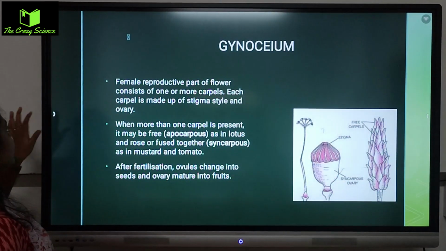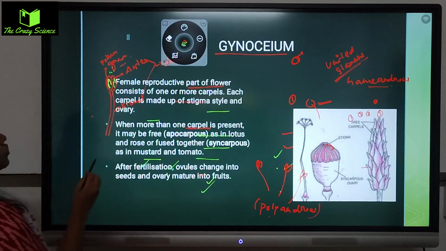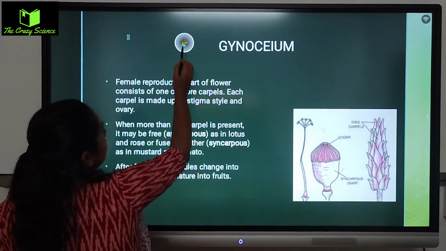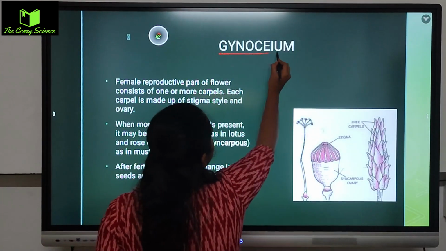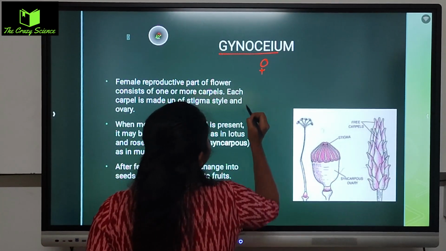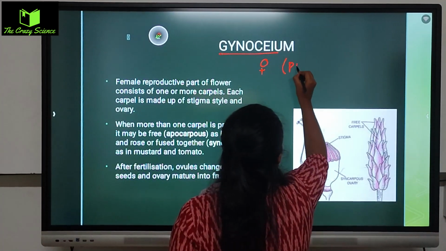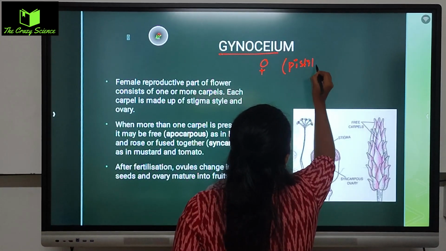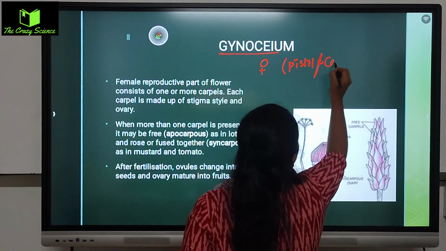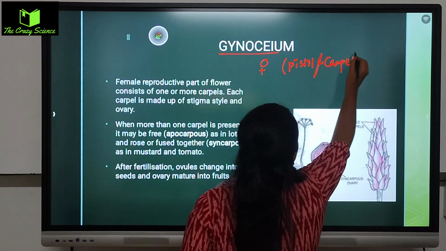This is called the gynoecium. So it's a very short part. Gynoecium is very important and responsible for reproduction. Okay, the gynoecium together we call the pistil or carpel, any name you can say.